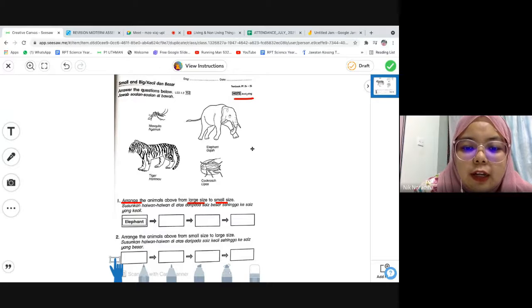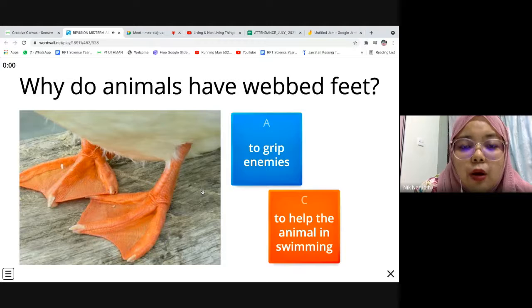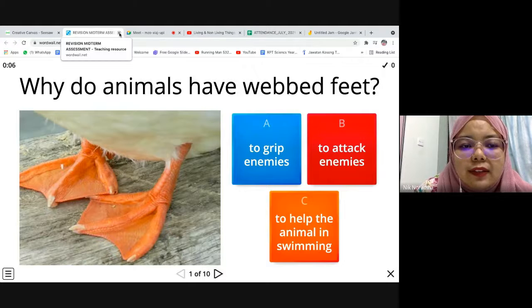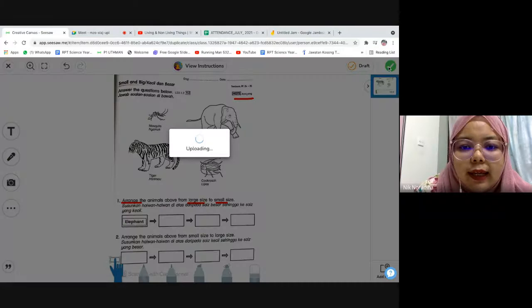All of you can do this worksheet now, and also try the word wall. Do the worksheet first. After you're done with the worksheet, you can try to play this game. Teacher has a question about why you have webbed feet, so you have to answer.